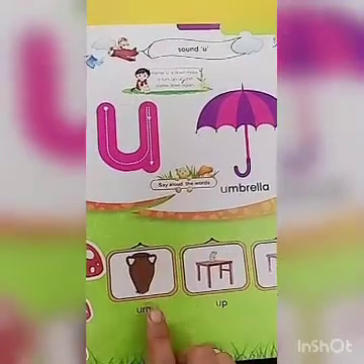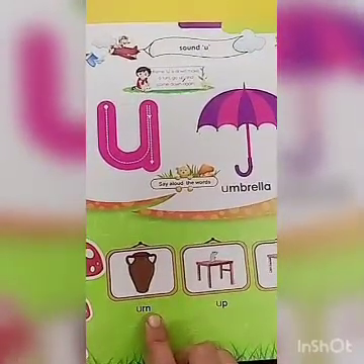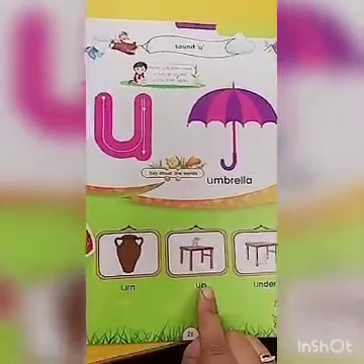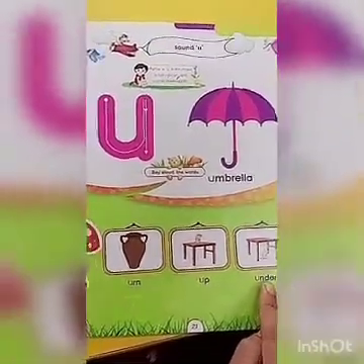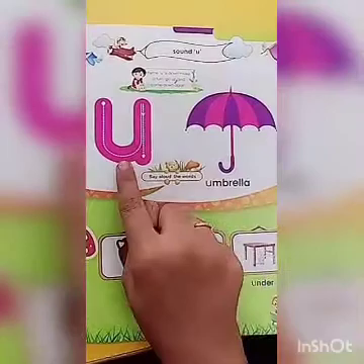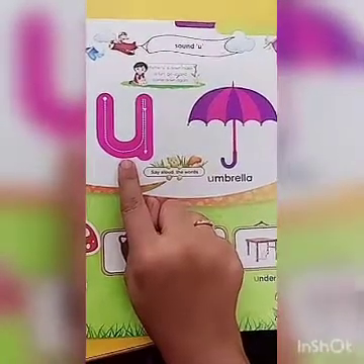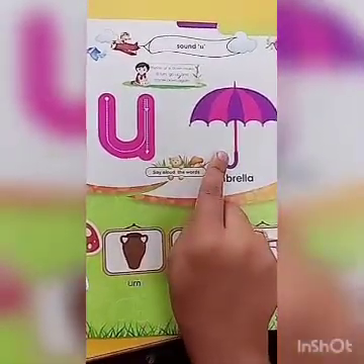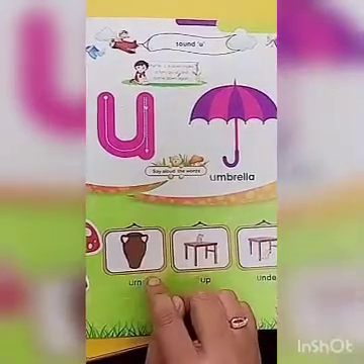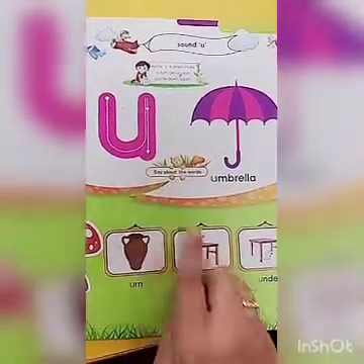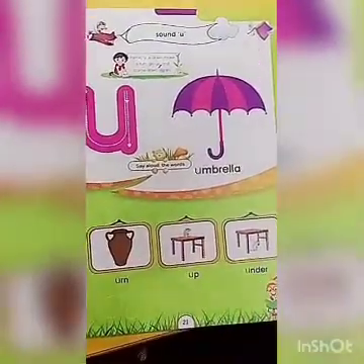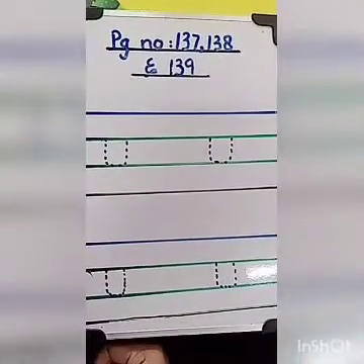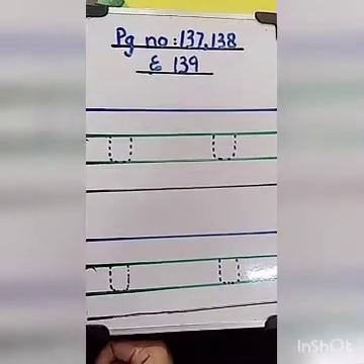A is for urn. A is for up. A is for under. This is a umbrella, a urn, a up, a under. Now it's time to do the copy work of a.